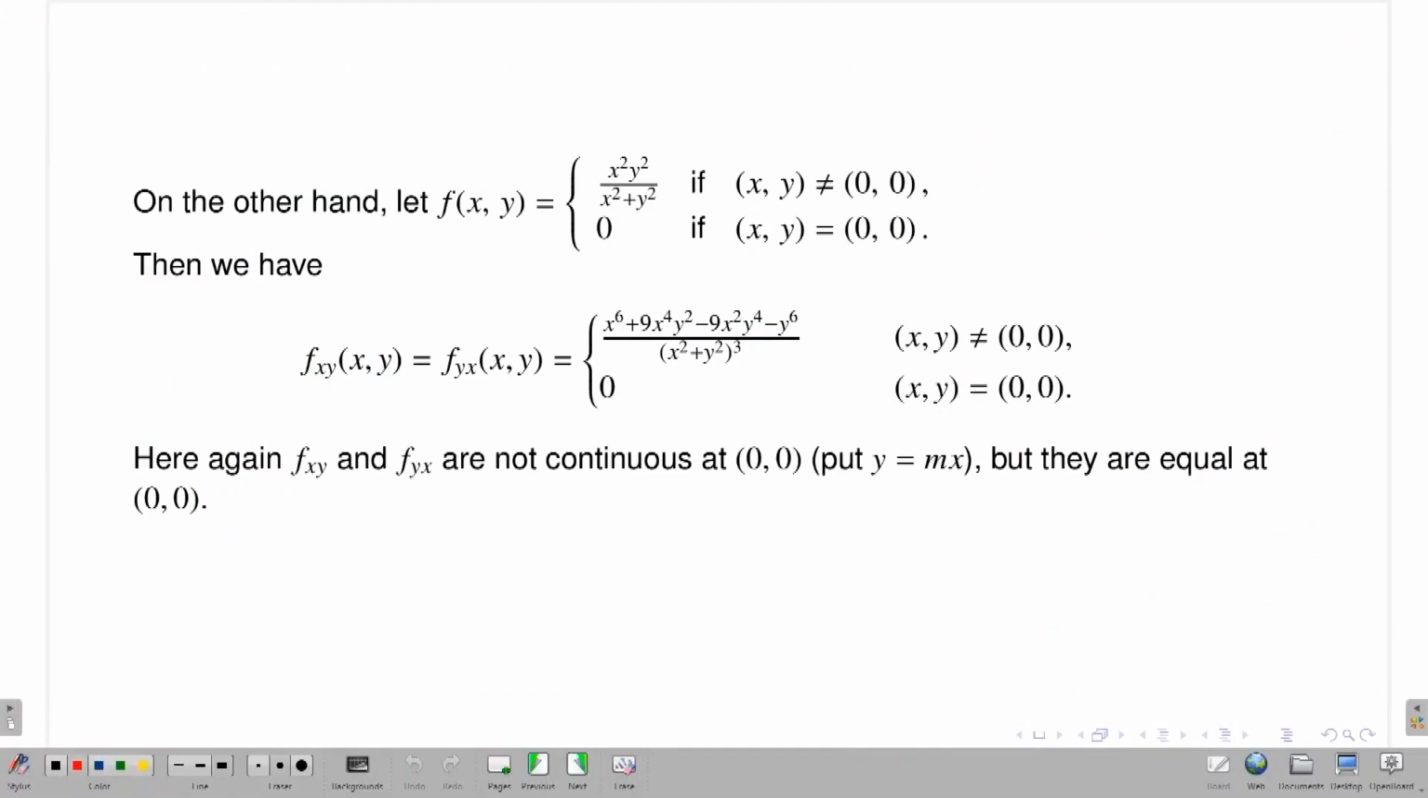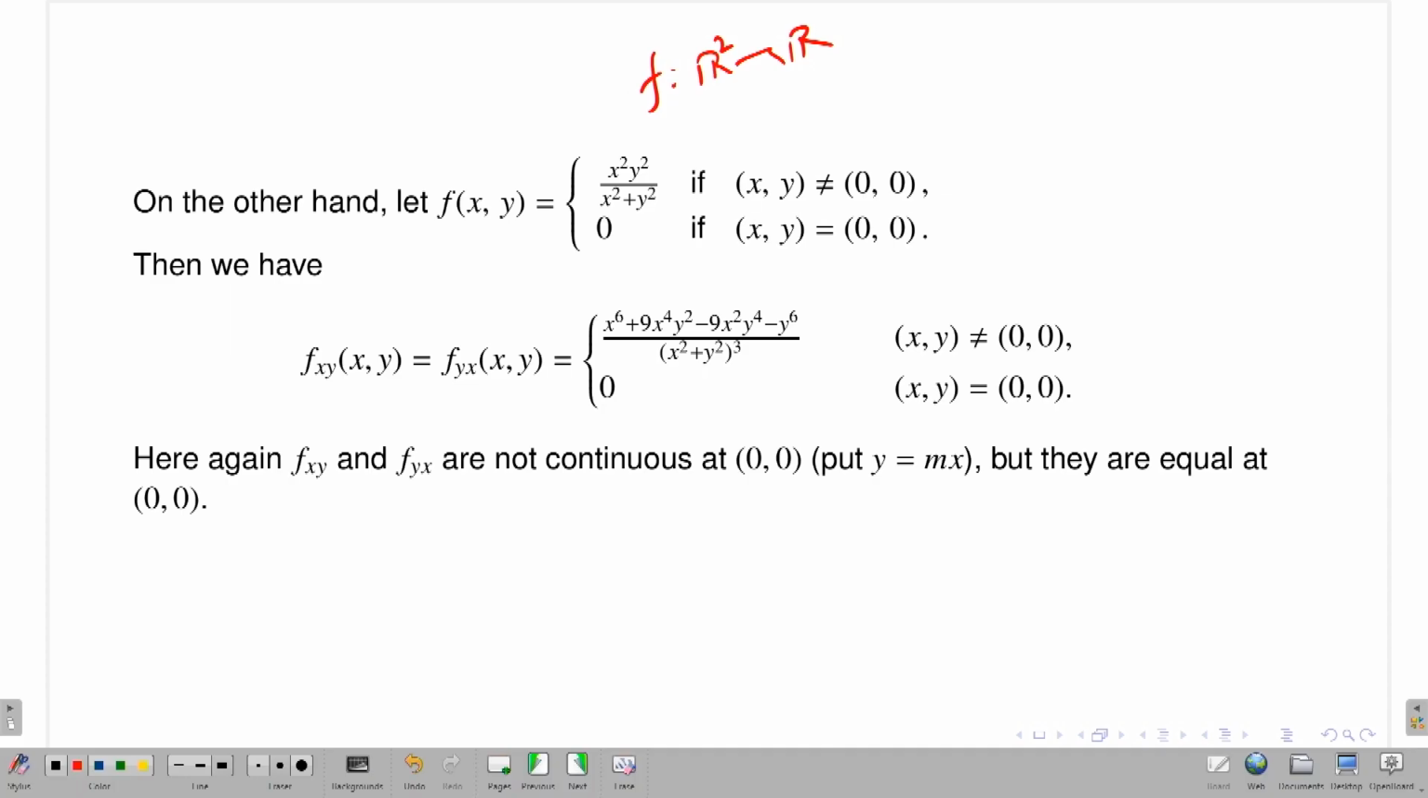Let us see. Yes, this is one of the examples. Again it is a function from R^2 to R, right. My function is: if xy is non-zero, it is x square y square divided by x square plus y square, and 0 if x or y is equal to 0.